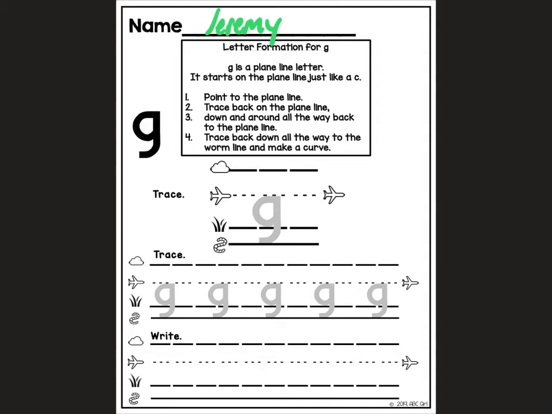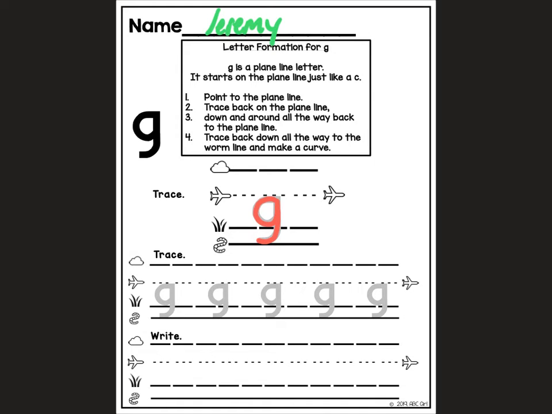Okay. G is a plain line letter. It starts on the plain line just like a C. So let's point to the plain line, trace back on the plain line, curve around all the way back to the grass line, back to the plain line. Now we go down all the way back down to the worm line. Okay, so it curves down to the worm line and makes a curve.